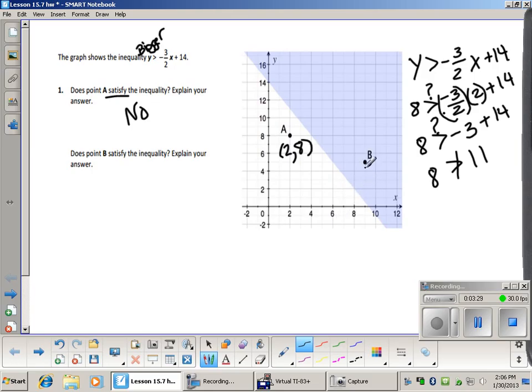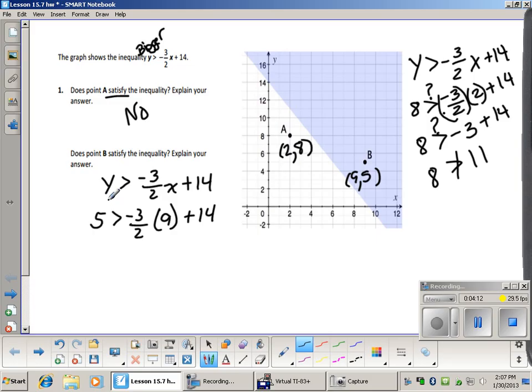What are the coordinates of point B? Well, let's see. On the x-axis, that's at 9. And on the y-axis, that's at 5. So it's the coordinates (9, 5). Let's come over here. Again, I'm going to rewrite my inequality. y is greater than negative 3/2 x plus 14. I'm going to replace the y with 5. 5 is greater than negative 3/2. This time the x value is 9, times 9, plus 14.